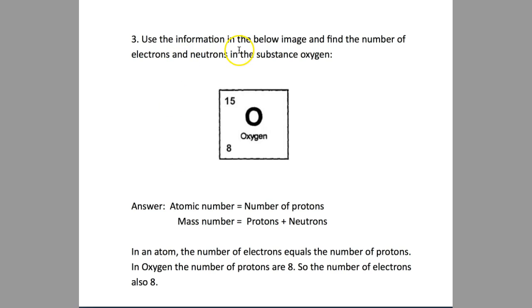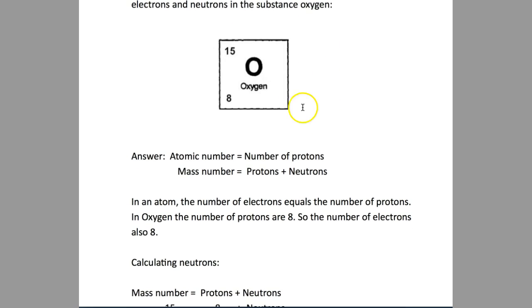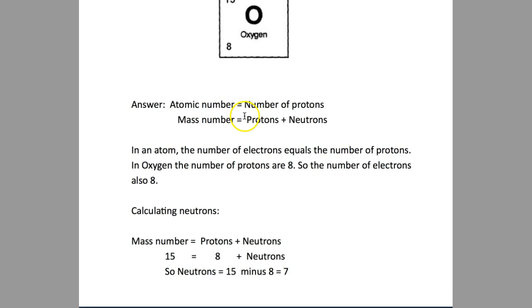Question 3. Use the information in the below image and find the number of electrons and neutrons in the substance oxygen. So they have given the symbol of oxygen. This is the proton number. This is the mass number. So atomic number equals the number of protons. Mass number equals protons plus neutrons. In an atom, the number of electrons equals the number of protons. In oxygen, the number of protons is 8. So the number of electrons is also 8.